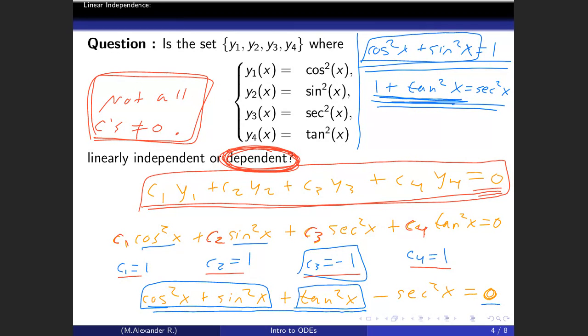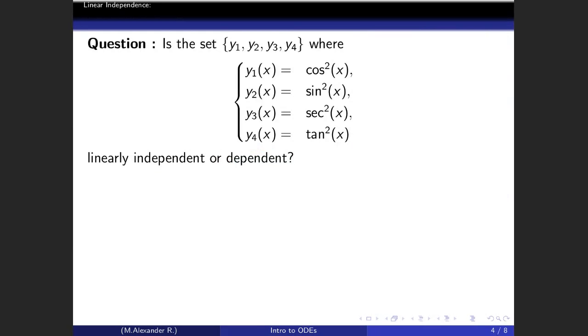All right, so now I want to say one other comment. Here at the very bottom, I have the cosine square, the sine square, and the tangent square, and then I have my minus secant square. So what I'm going to do here is rearrange things. Oops, I was not supposed to erase this. So let me write down exactly what I had before. I had cosine square of x plus sine square of x plus tangent square of x minus secant square of x is equal to 0.